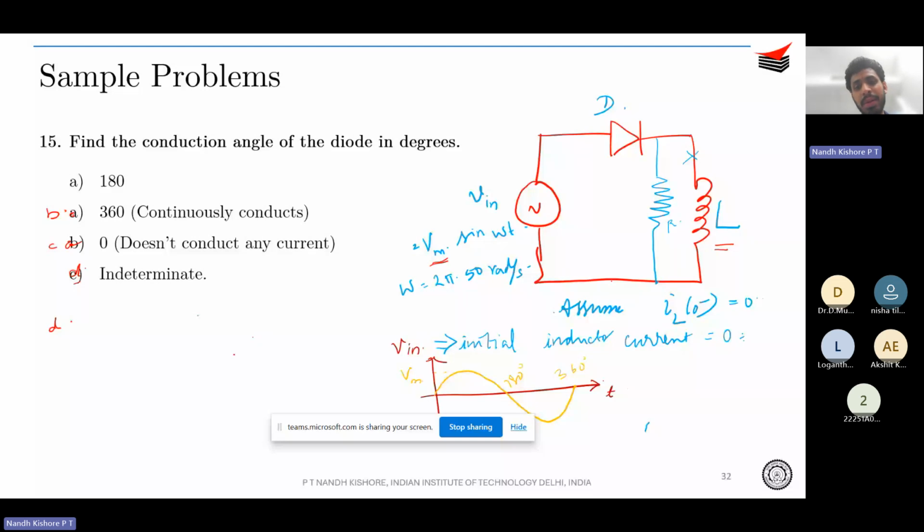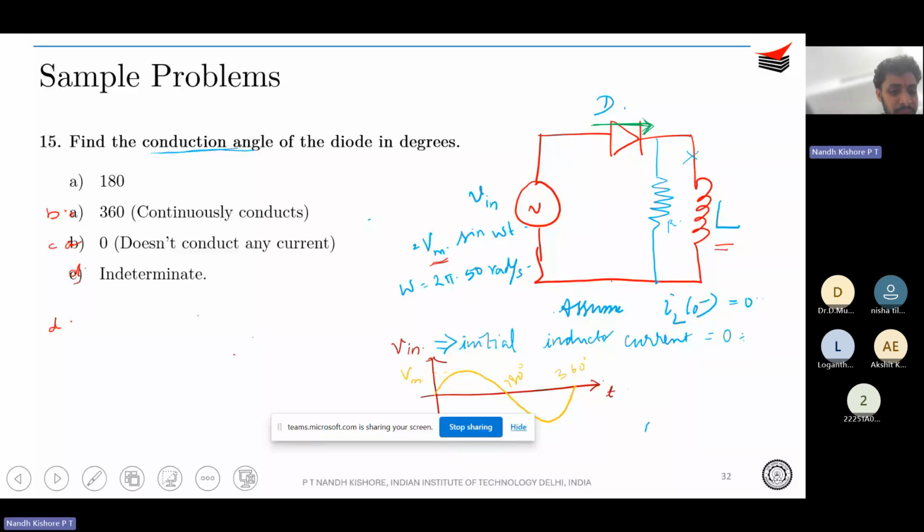Because R is a simple passive load, right? And then if your Vin is forward bias, or Vin is positive, then obviously you have the diode conducting, and during the negative cycle, the diode is reverse biased, so it cannot conduct. But more importantly, look at this question. Find the conduction angle. If it is told to find the conduction angle, it means that the diode is going to carry some current, right? That is why we call it the conduction angle. So the diode has to carry some current in this direction.